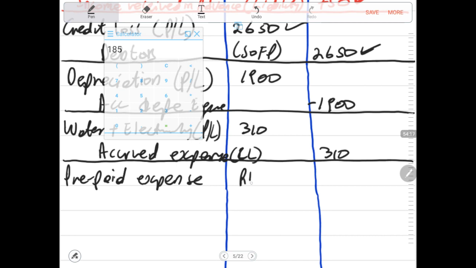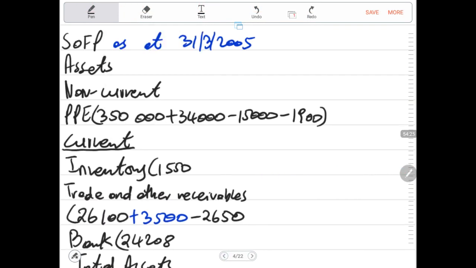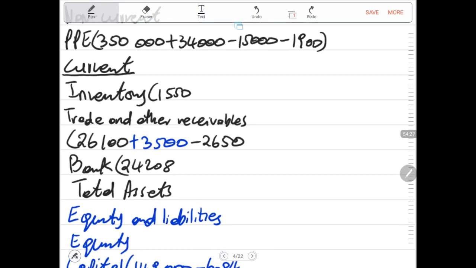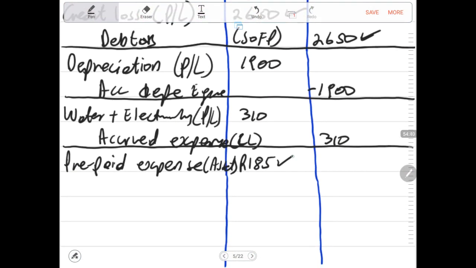Prepaid expense is an asset. So if it's an asset, it's always a current asset. That means it will go under trade and other receivables. 185 will be there. Then I will say, okay, we have already recorded this one because we know that a prepaid expense is an asset and it belongs under current assets, under trade and other receivables.